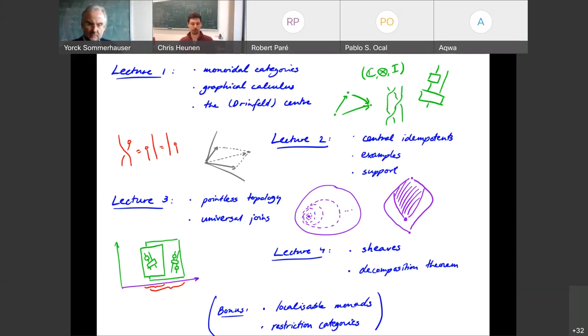I say they behave like opens, but we're going to try and make that more precise. I'm going to talk about locales and frames and how you can do topology with just the opens if you have no points around, and how you might reconstruct the points. And mostly what we'll talk about in the third lecture is how this notion of pointless topology interacts with the monoidal category. And in the final lecture, the fourth one, we'll talk about sheaves.